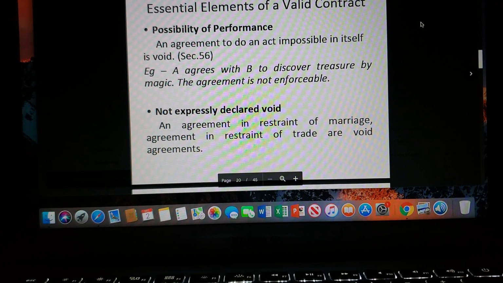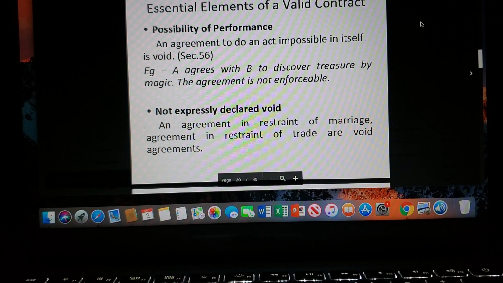Another essential element of a valid contract is possibility of performance. An agreement to do an act impossible in itself is void. Section 56. Example: A agrees with B to discover treasure by magic. The agreement is not enforceable because it is impossible to do.